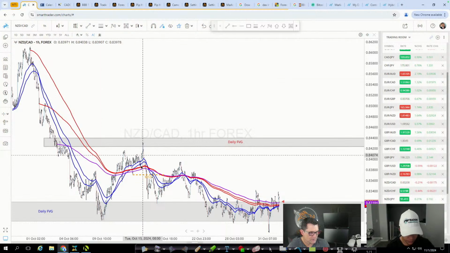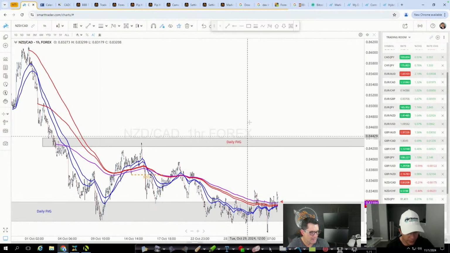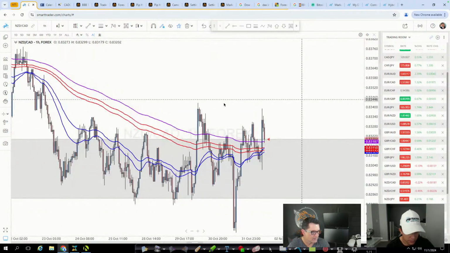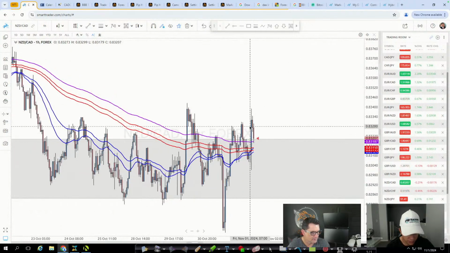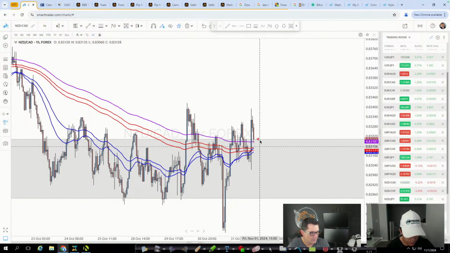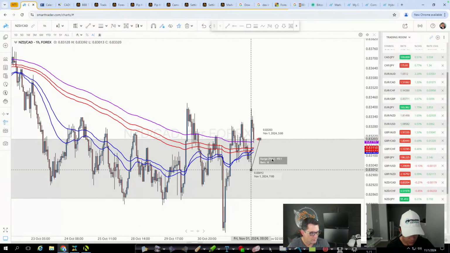See support there, see resistance up here at the top of that fair value gap, daily fair value gaps in over there. I've got equal highs. All right. Let me see if price goes ahead and takes out that low there. What is that price action move? 20 pips.